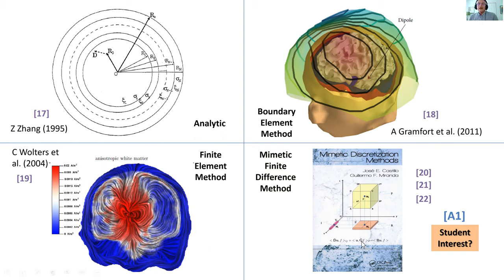Now, in the lower right corner, I'm showing the cover of a book by Jose and his co-author on the mimetic finite difference method. And to my knowledge, this has not yet been applied in this field, but it would be a great project for an interested student. The mimetic method discretizes field operators in a way that preserves key properties in continuous operators. For example, the gradient operator that we saw in Poisson's equation. Thus, it theoretically might outperform the finite element method in some ways.